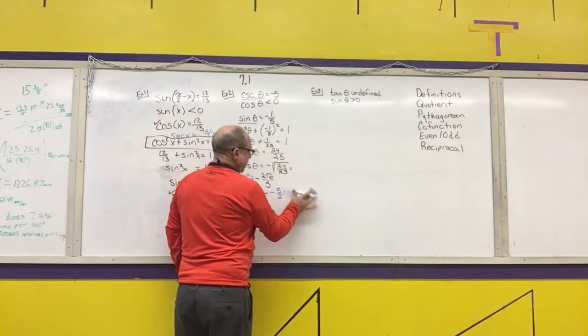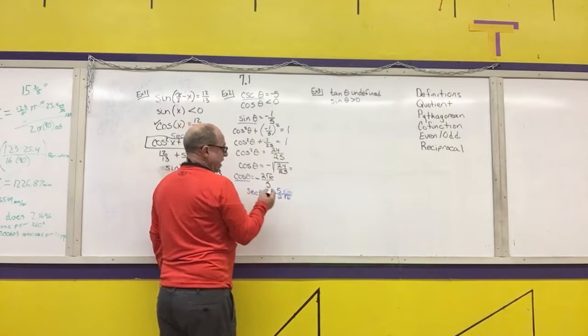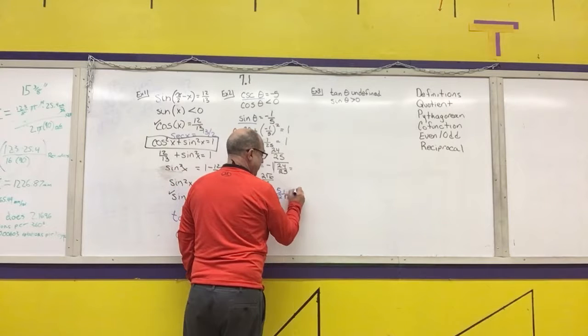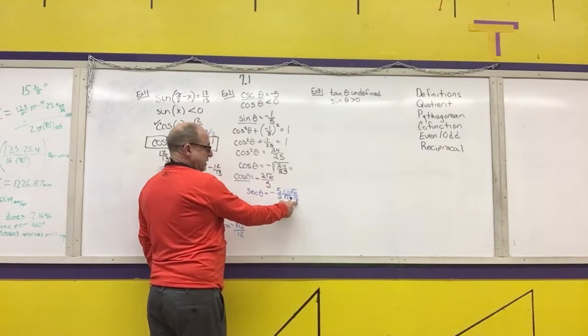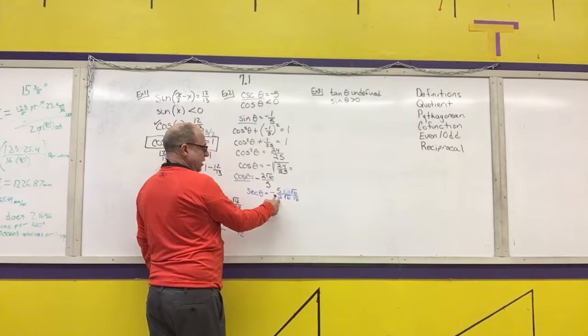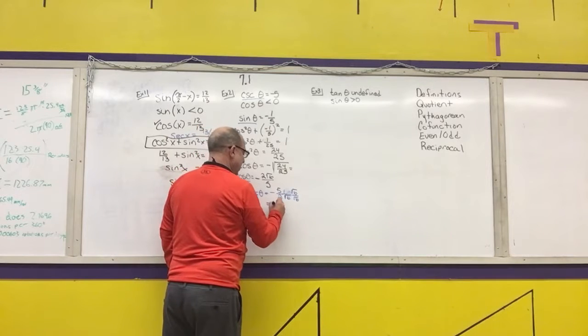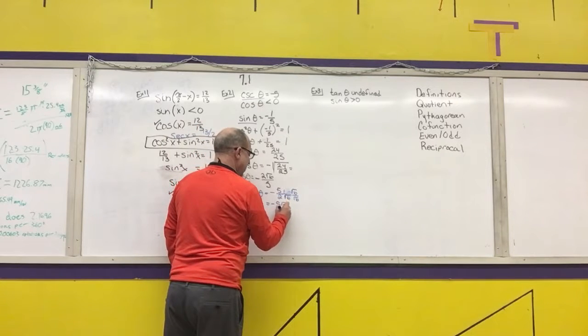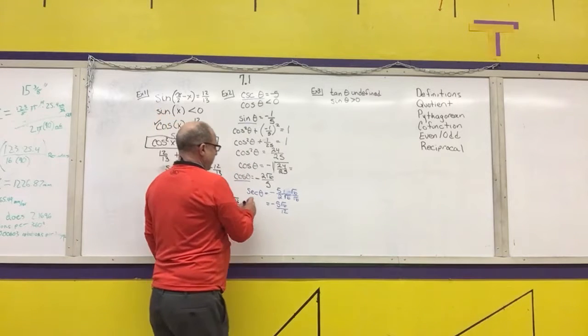I'll actually do this one for you. Square root of 6 on the bottom. Then what I have to do is multiply top and bottom by the square root of 6. Square root of 6 times the square root of 6 is 6. 6 times 2 is 12. So I have 5 root 6 over 12. So that was secant of theta.